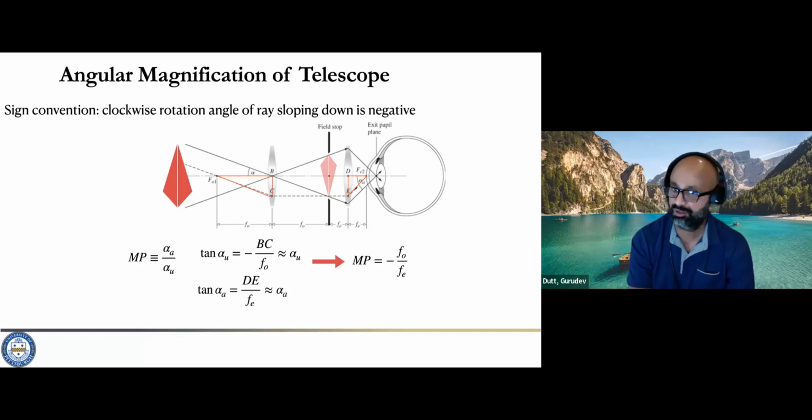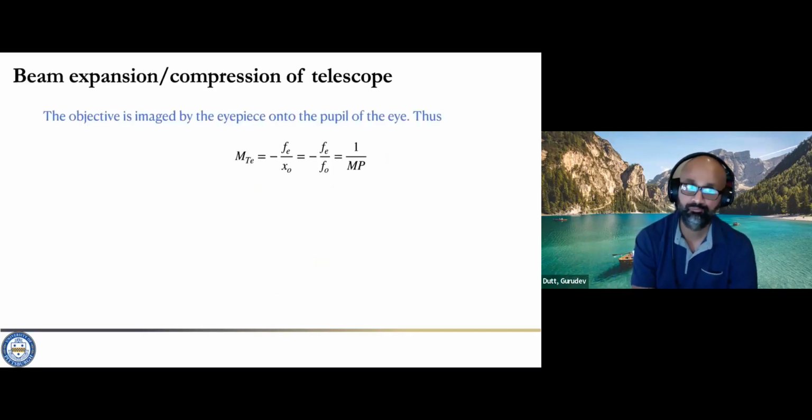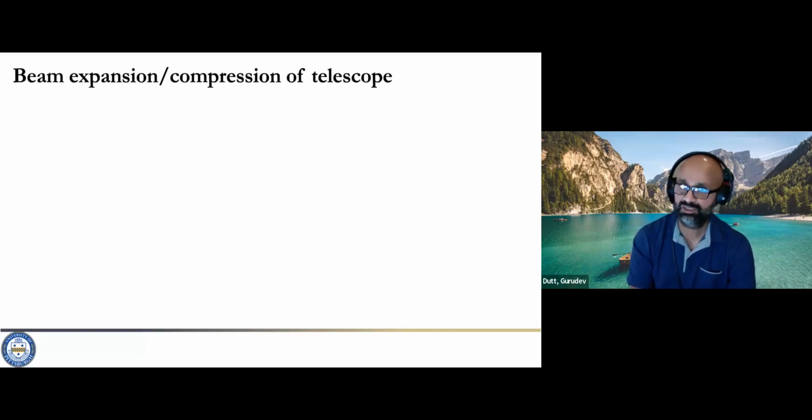So I'll just finish up this derivation here. The magnifying power is simply minus FO divided by FE when I take the ratio between alpha A and alpha U, and knowing that BC and DE are the same length, they cancel out of this equation. So the magnifying power is going to be in the ratio of the focal length of the objective divided by the focal length of the eyepiece. So we want the focal length of the objective to be as large as possible to give us a high magnifying power.